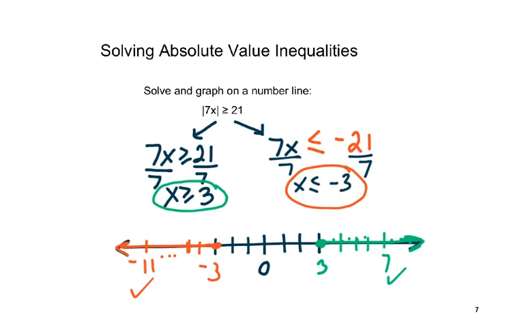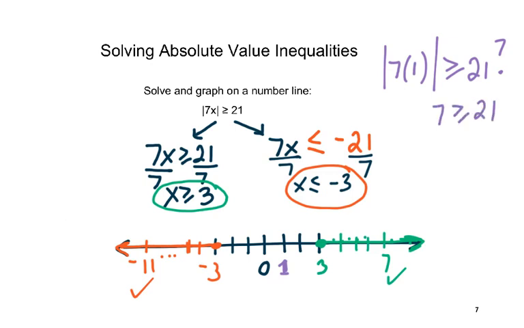Let's try a number that might be in between negative 3 and 3. Let's try 1. We plug in 7 times 1 and take the absolute value of that. Is that greater than or equal to 21? Well, no, it isn't, because 7 times 1 is just 7, and this is a false statement. This doesn't work. So we know that the solution does not occur in between negative 3 and 3.